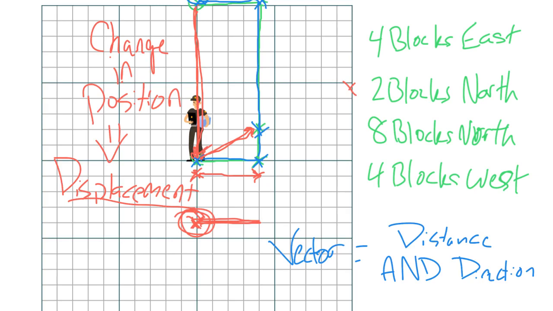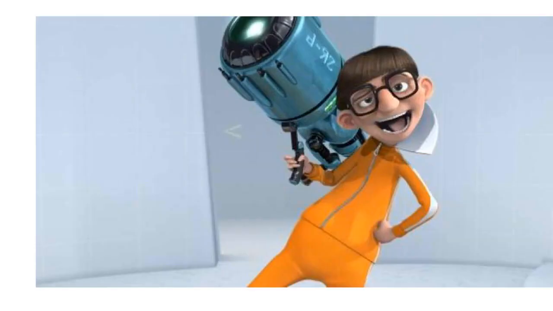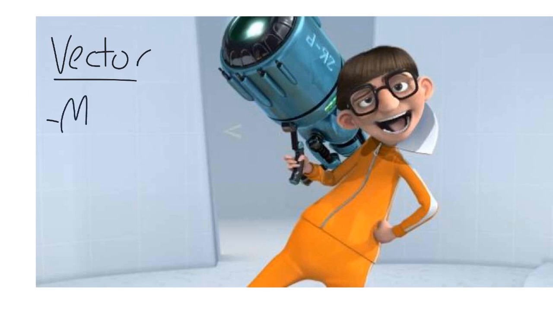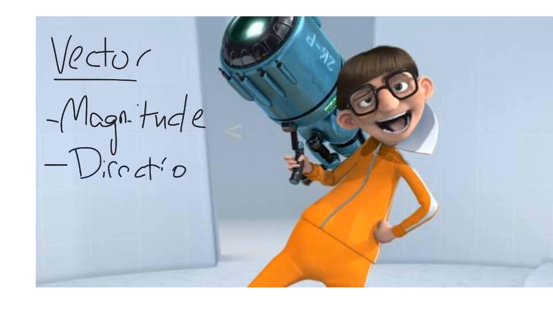So we are only looking at the change in position for our displacement as opposed to the overall direction. So some of you who are Despicable Me fans have probably seen this guy before. This guy's name is Vector. And if you ever watch the movie again, make sure that you're paying really close attention when he introduces himself because he says that he does crimes with magnitude, which is another way of saying amount, and direction.